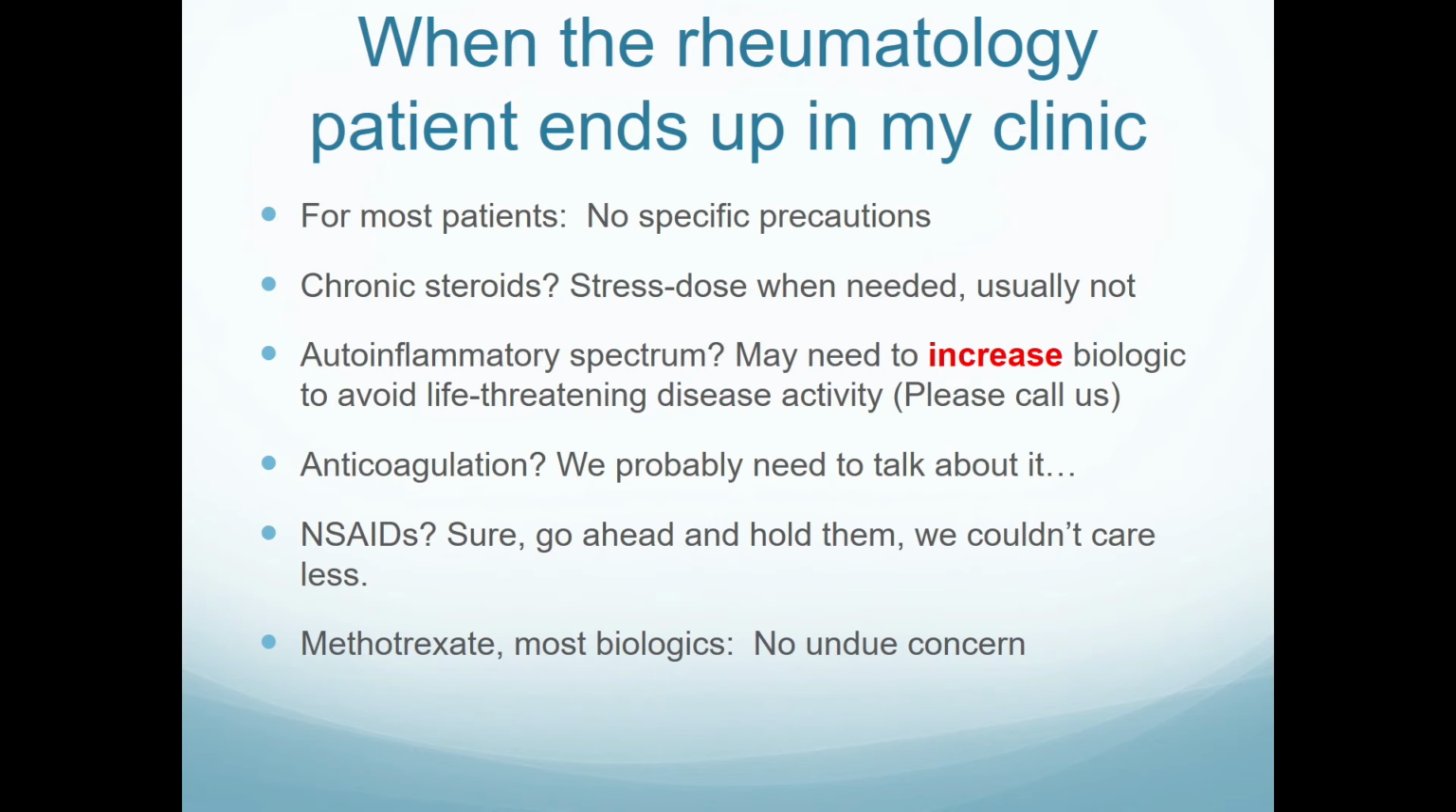Okay, what if they're autoinflammatory spectrum, like systemic arthritis, like our friend Christopher? Look, anytime they're stressed, they can die. So they actually get their biologics increased whenever they get stressed, including surgery. So please, if there's some kid like that, we need to be involved, because they're probably going to need some help in order to get through any kind of stressor.